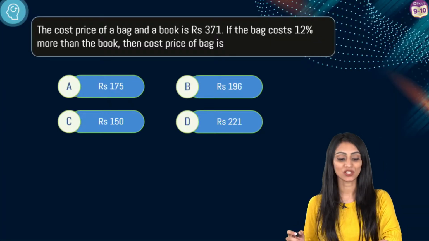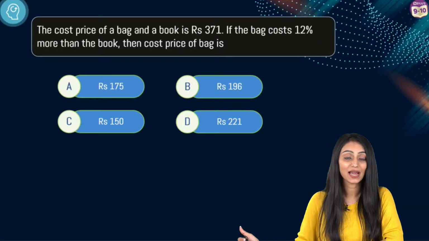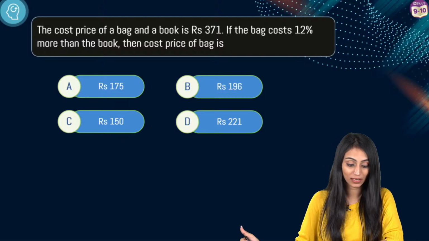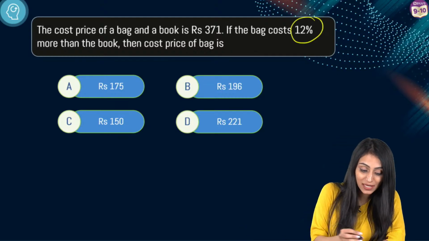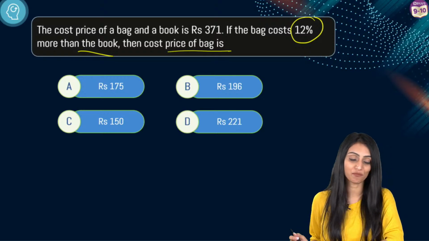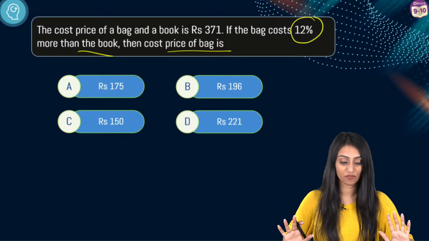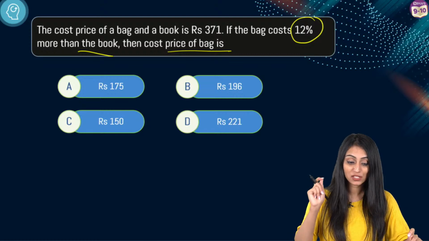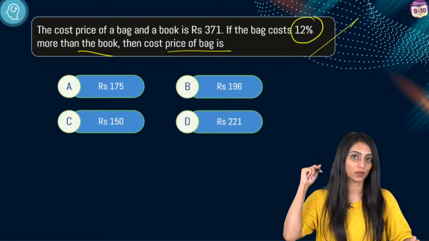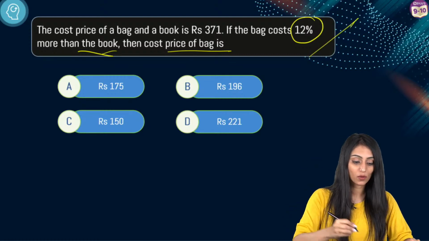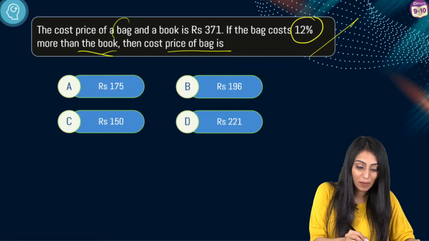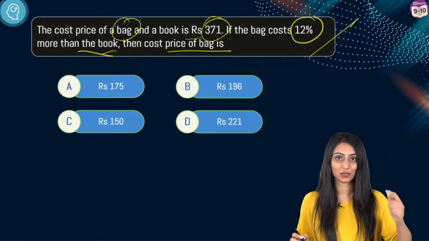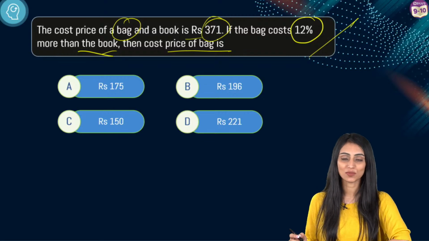Let's take a look at question number 2. The cost price of a bag and a book is rupees 371. If the bag costs 12% more than the book, then the cost price of the bag is. So we don't know what the cost price of the bag is, but we know that the bag is costing 12% more than the book, right? We don't know what the cost price of the book is. So the cost price of a bag and book together is 371. So what is the cost price for the bag?